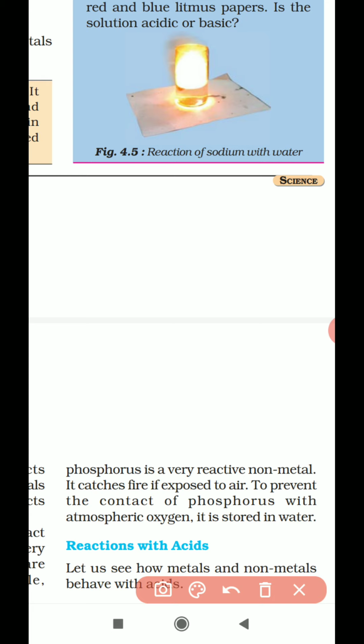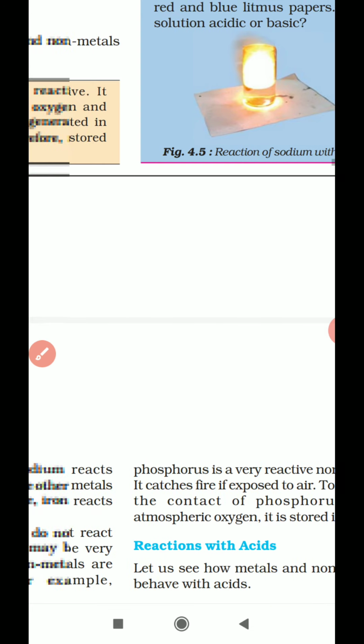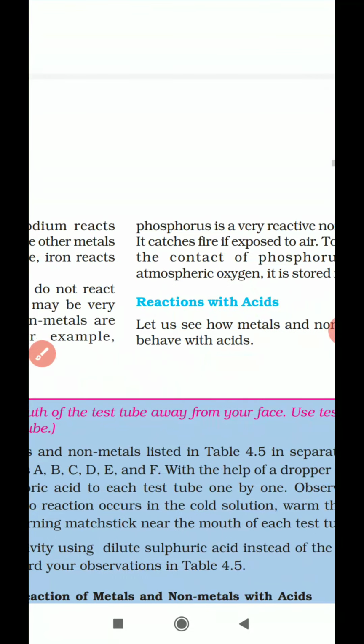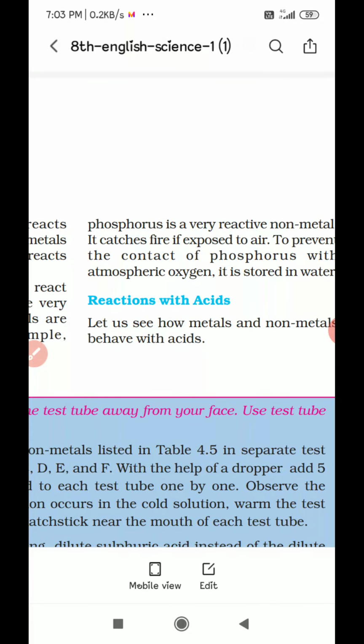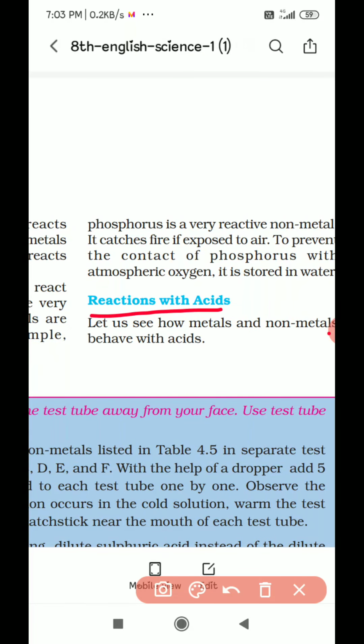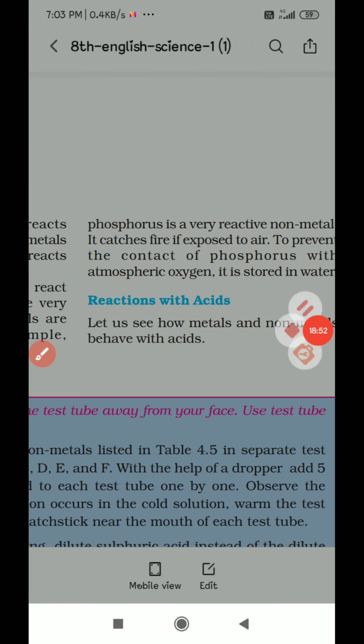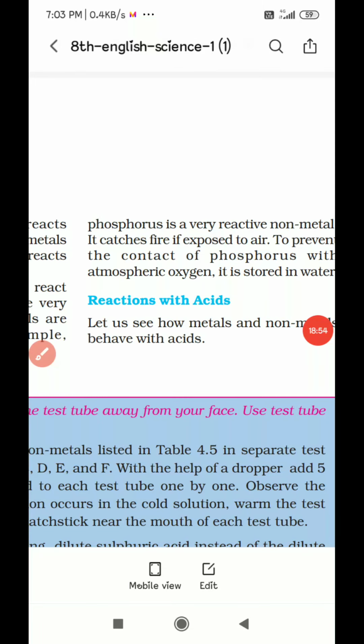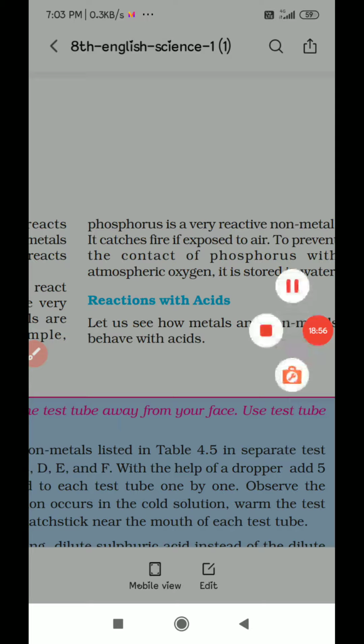Since phosphorus is also a non-metal, it doesn't react with the water. Now, the third chemical property of metals and non-metals is their reaction with acids. Now, let us learn how metals and non-metals react with acids.